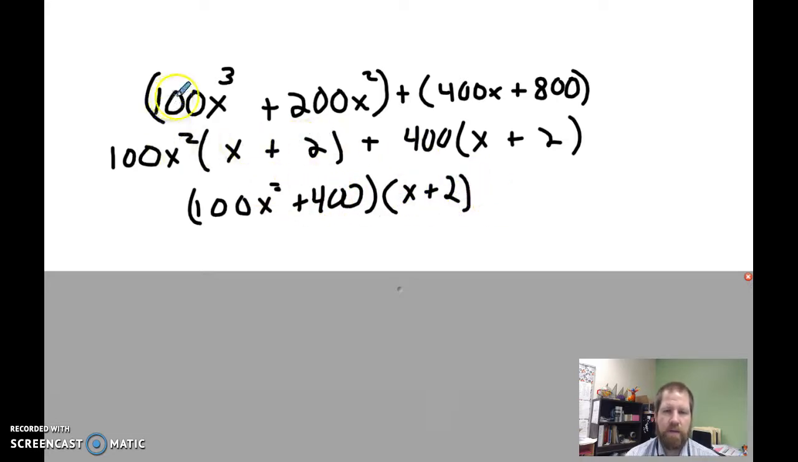And we've done this problem right? We have factored correctly, but now we have to recognize that this binomial, this 100x squared plus 400, still has common factors, and we need to pull those out. So we need to pull out 100 as my common factor, and have x squared plus 4 times x plus 2.